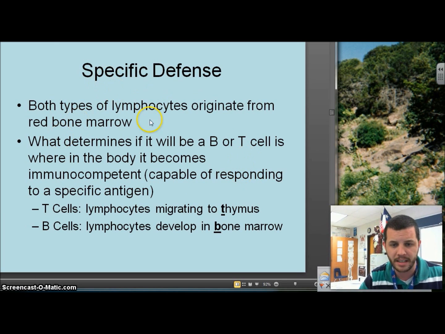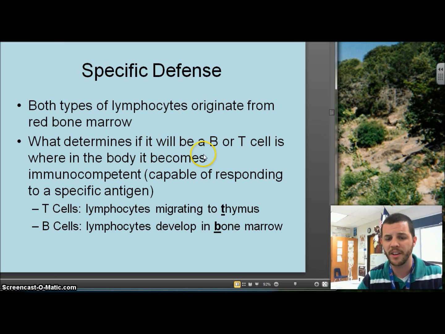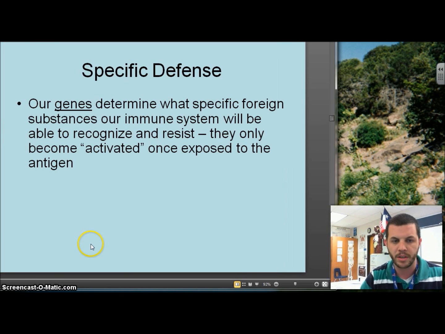It says both types of lymphocytes originate from red bone marrow. It says what determines if it will be a B or a T cell is where it becomes immunocompetent. Okay, basically where these cells are going to be trained. T cells, they're made in the red bone marrow, but they're going to migrate to the thymus to be trained to do their job. B cells are made in the bone marrow, and they're also going to develop in the bone marrow as well. Okay, they both originate in the bone marrow, but the T cells swim to the thymus to become trained in the defense that they're going to do.